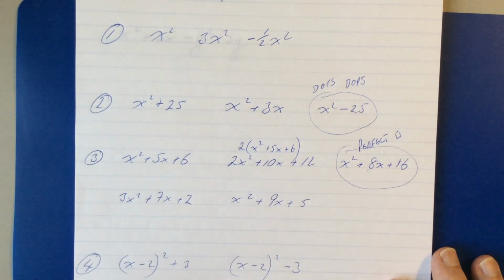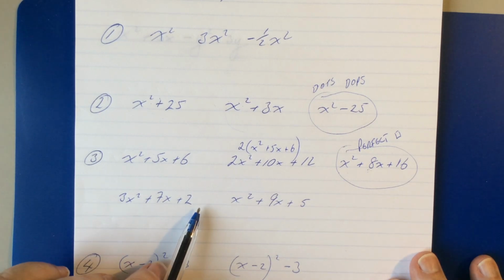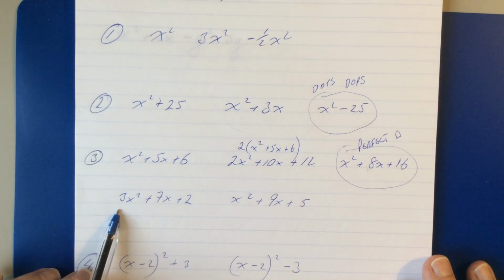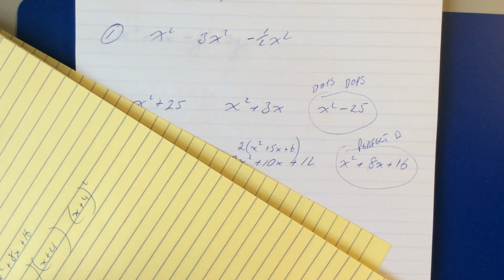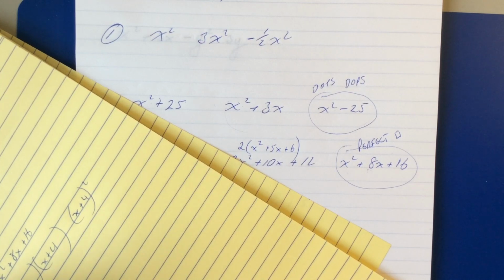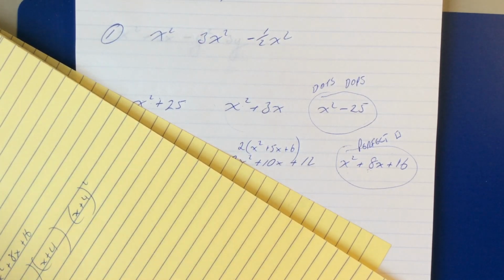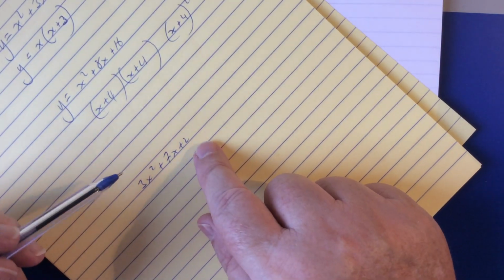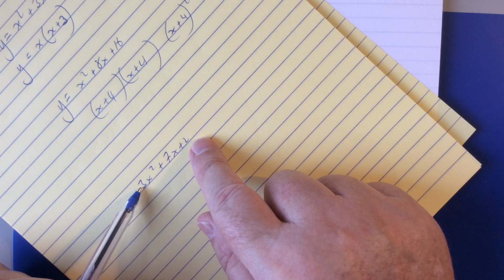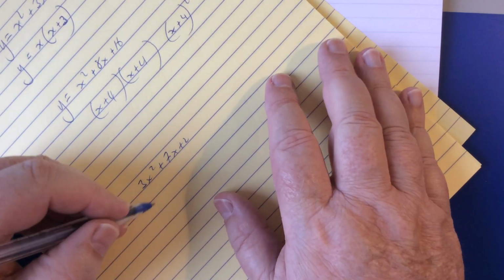Now, it gets a little more complicated here. 3x squared plus 7x plus 2. 3x squared plus 7x plus 2. Let's get that written on my pad. Now, this is a quadratic trinomial. Our problem is that we have a number here that is other than 1. But good news, it's a prime number.